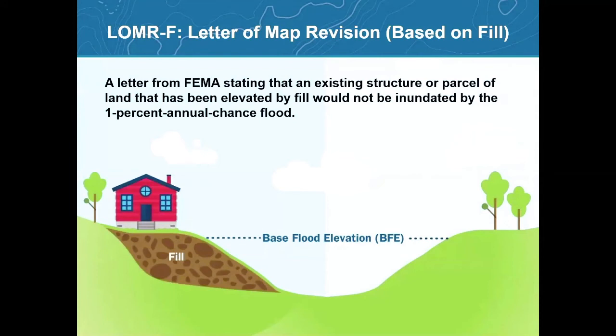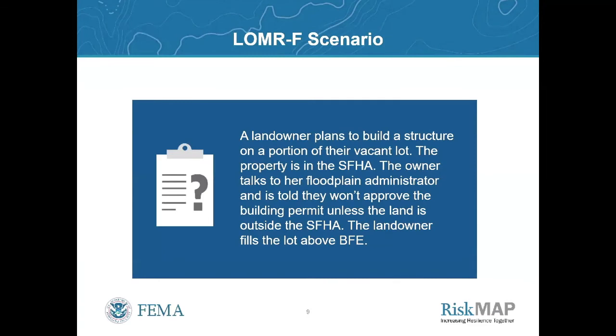This graphic demonstrates a LOMRF project, a letter of map revision based on fill, and this is a letter from FEMA stating that a structure or property that has been elevated by fill is above the 1% annual chance flood. This is an MT1 request. And here's just a classic LOMRF scenario. A landowner wants to develop his vacant land and put a structure on it. The community will approve a building permit if they raise the lot above the BFE. So the owner places fill and does just that. They can submit a request to FEMA for that LOMRF.